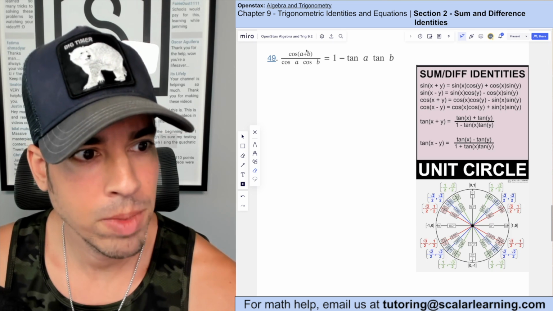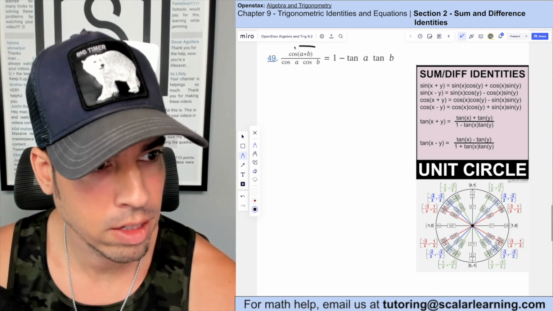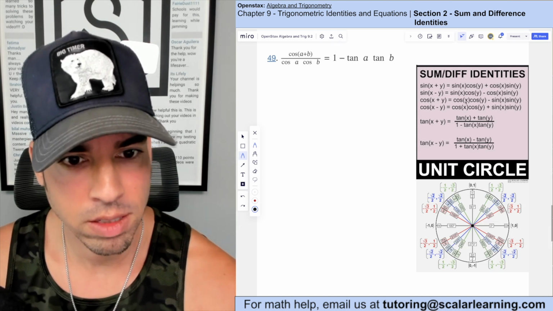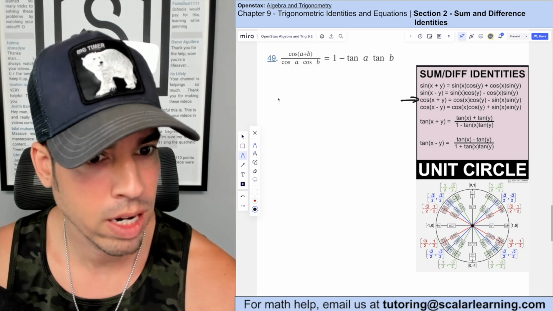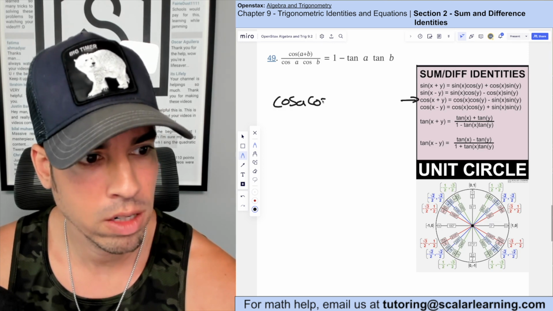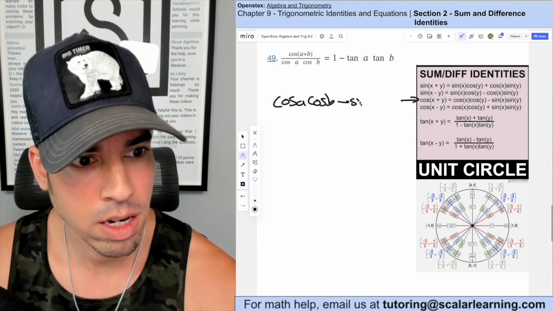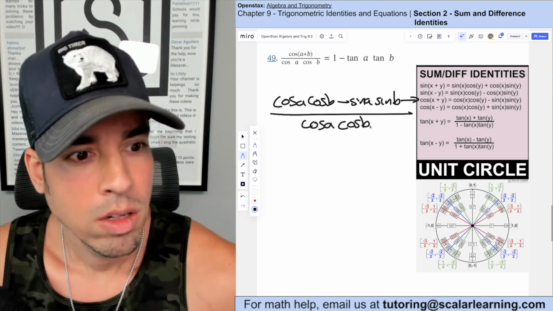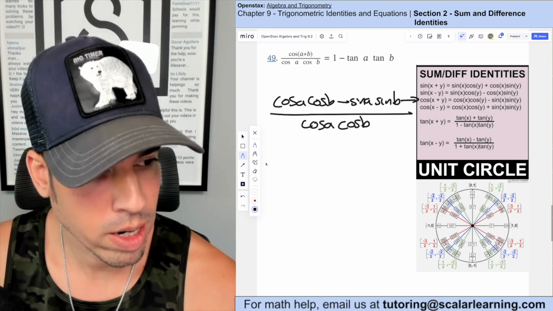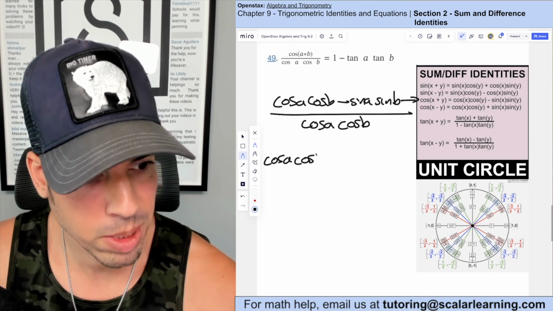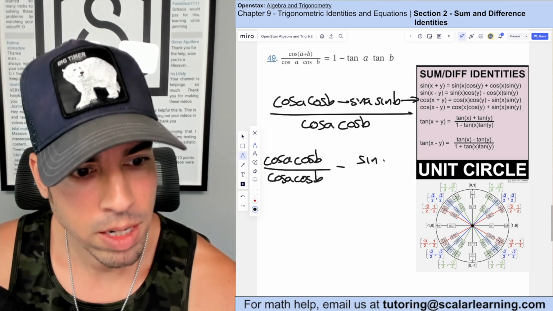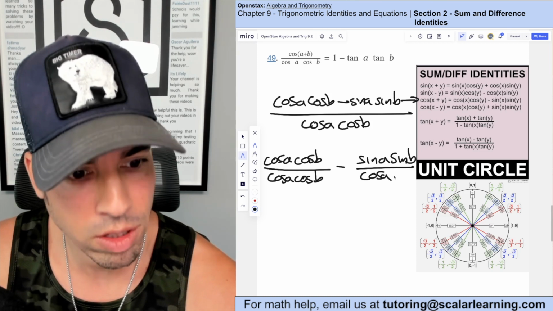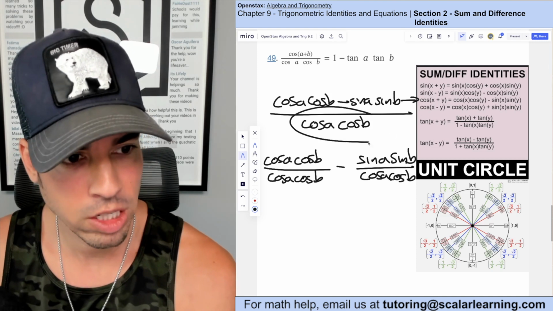Done. So for this one, what I'm going to do is use the summation identity for cosine. And we're going to start there and see what that simplifies to. So cosine of a plus b is the same as this right here. So we'd have cosine of a cosine of b minus sine of a sine of b, and that's all over cosine of a cosine of b. Now if I separate this out into two fractions, I can say the first part, cosine of a cosine of b over this denominator minus sine of a times sine of b over the same denominator. That's a legal move. I'm allowed to split it up into two different fractions, each having the same denominator.